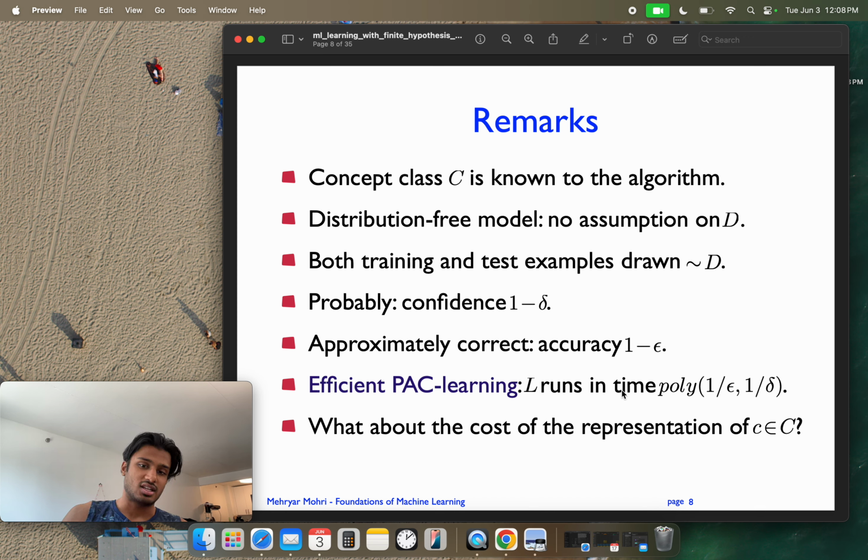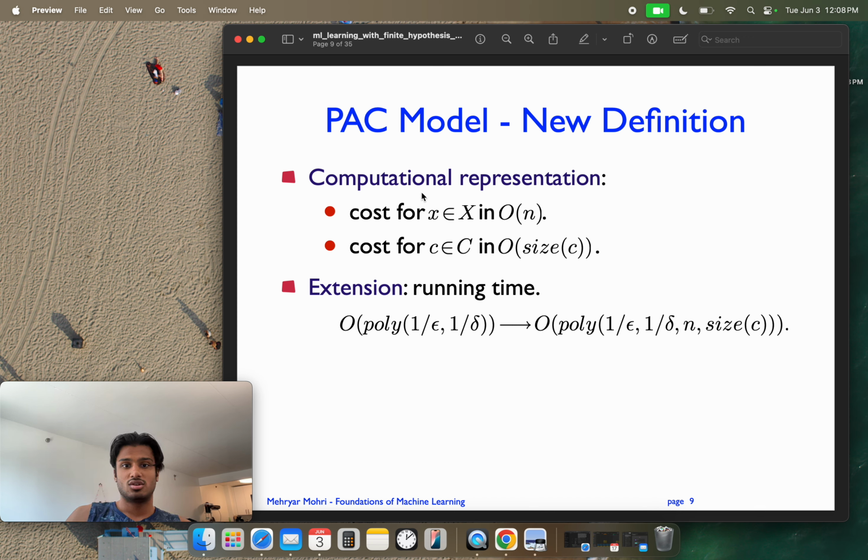Now there is another extension to this. What about the cost of the representation of the concept class? You have the concept class, but you need to represent every concept in that class. You need to store it somehow. So what is the cost of representation? Let's say the cost of each sample is order n, and the cost of the concept C is order size of C.